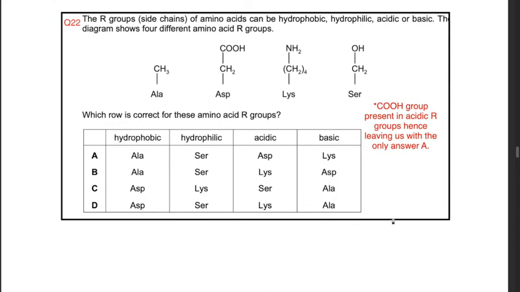Question 22. The R groups, side chains of amino acids, can be hydrophobic, hydrophilic, acidic or basic. The diagram shows 4 different amino acid R groups. Which row is correct for these amino acid R groups? Remember that I mentioned in one of the previous questions that all acids do have a carboxyl group, that is COOH. Hence, in order to be acidic, there should be a COOH group, leaving us with the only answer being A, because under acidic they have mentioned the correct amino acid as ASP, which is the only R group that has a COOH group. Therefore, A is the correct choice. Hydrophobic is ALA, hydrophilic is SER, acidic is ASP, basic is LYS.